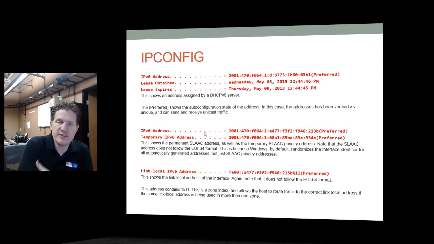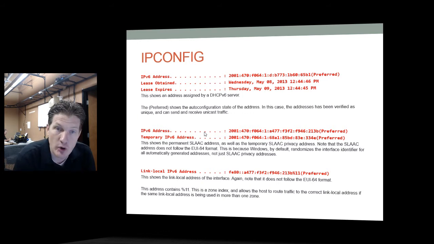Notice the particular one right here at the top was obtained by a DHCP version 6 server. The reason why I know that is because it's preferred. It got it through the auto configuration, and it came from DHCP version 6. It is a global address. And you can tell when the lease was obtained and when the lease is expired. The next one is a temporary address. This was assigned by SLAAC. SLAAC used an EUI-64 address, and so this one was assigned by SLAAC.